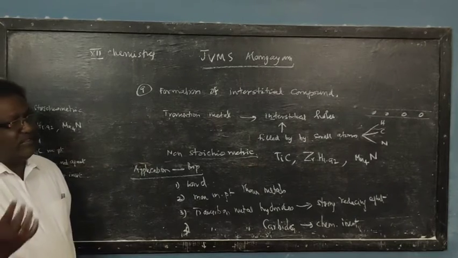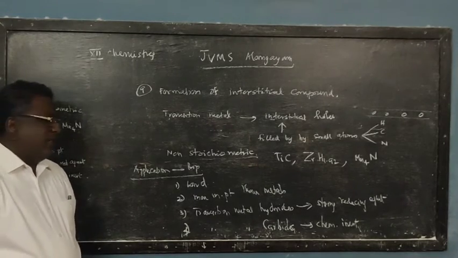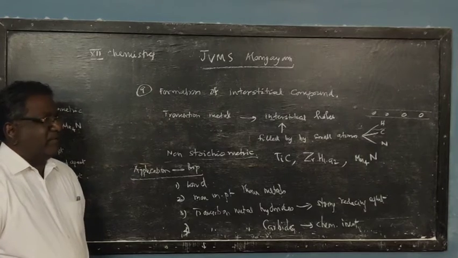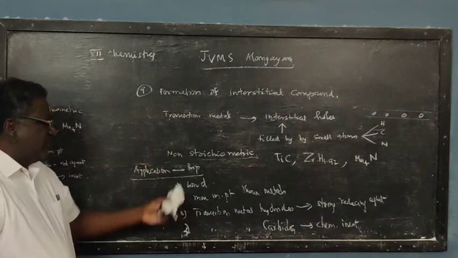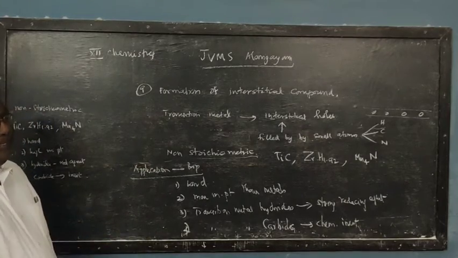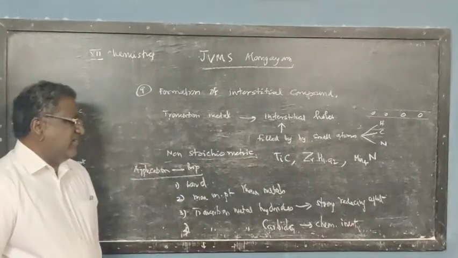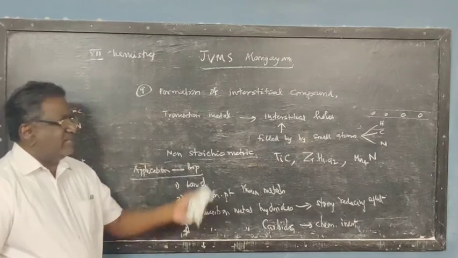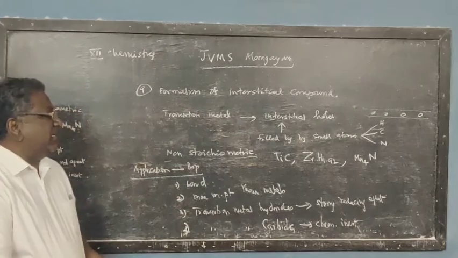So we should know how interstitial compounds are formed. Then what is the example for that? What is their extraordinary property? Then how they are improving the quality of the transition metals, and how it is having the industrial application.